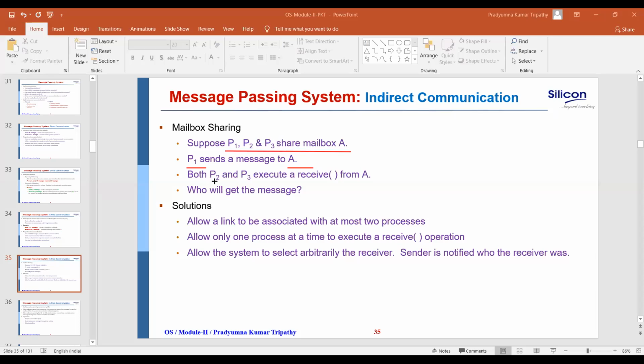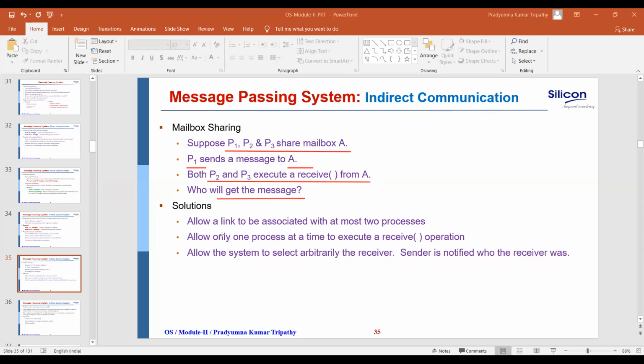Both P2 and P3 execute a receive from A. Because we do not know who the message is from, both P2 and P3 will execute receive. Now who will get the message? In that mailbox, it has to be explicitly mentioned for whom the message is intended.